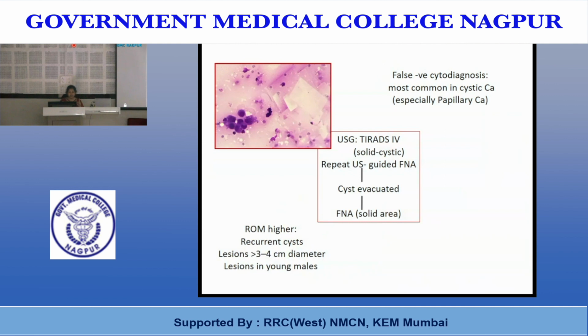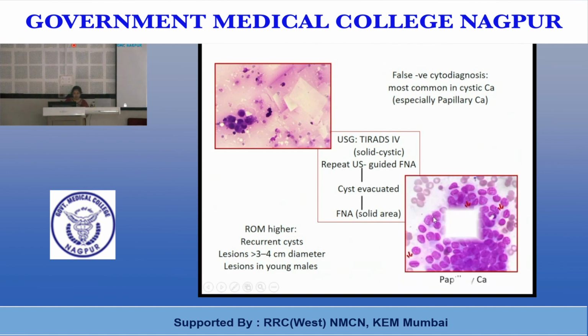I have already shown you this: fluid with degenerated cells on USG, which was however reported as a moderately suspicious lesion. So the cyst was evacuated and FNA from the solid area confirmed the papillary carcinoma. Why am I repeating? Because a false negative cytodiagnosis is most commonly seen in cystic carcinomas, especially a cystic papillary carcinoma, and the risk of malignancy is higher if it is a recurrent cyst, if the cyst is more than 4 centimeters in diameter, and if seen in young males.